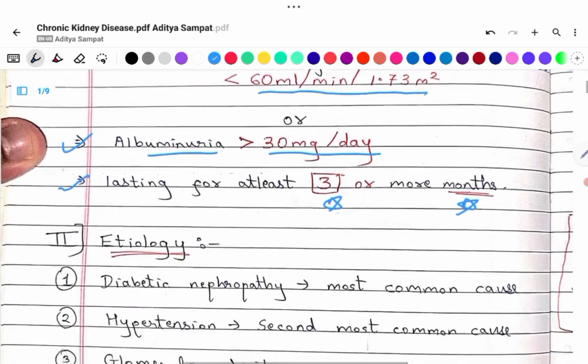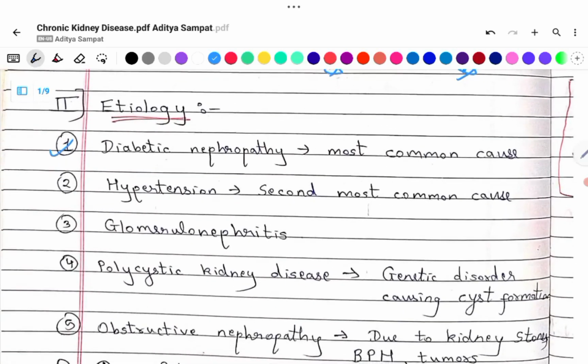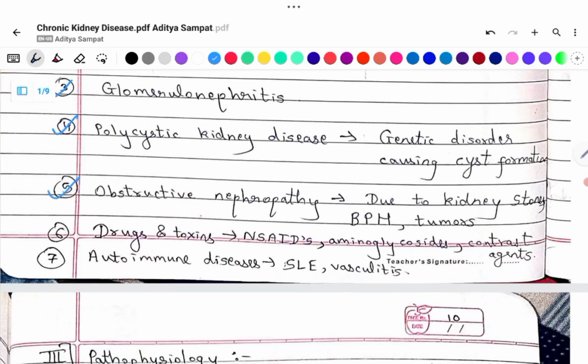Now let's move on to the etiology. First point, diabetic nephropathy. It is the most common cause. Second, hypertension. Second most common cause. Third, glomerulonephritis. Fourth, polycystic kidney disease. Genetic disorder causing cyst formation. Fifth, obstructive nephropathy due to kidney stones, BPH, tumors. Sixth, drugs and toxins, NSAIDs, aminoglycosides, and contrast agents. Seventh, autoimmune diseases like SLE, systemic lupus erythematosus, and vasculitis.